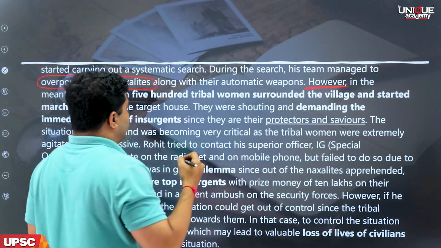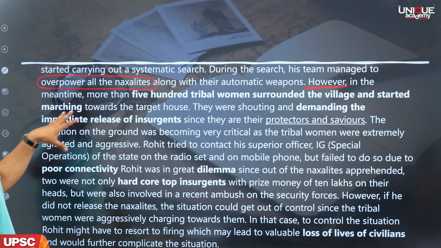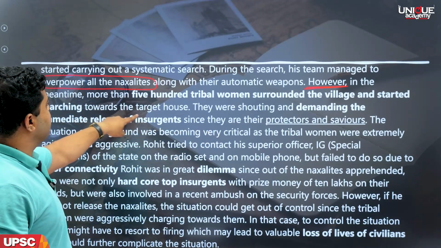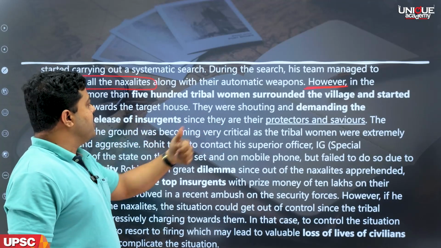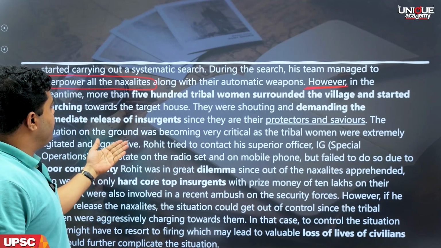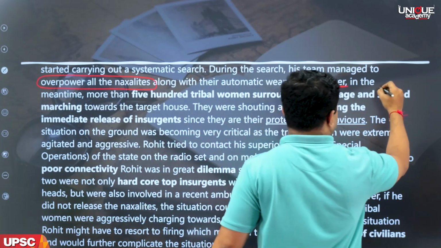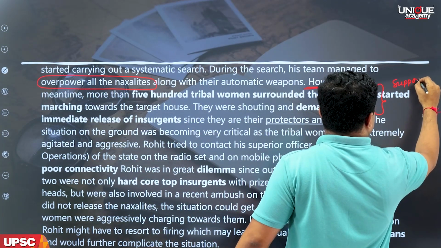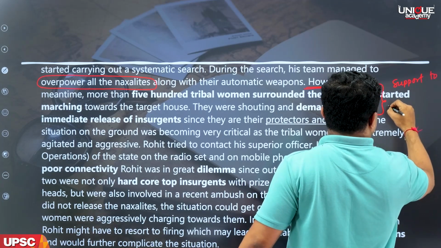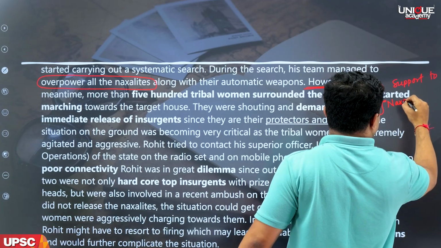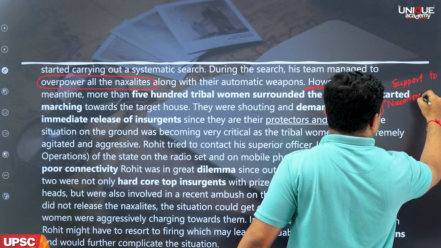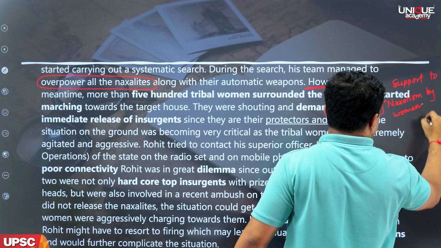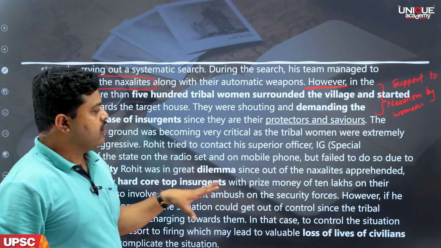What happened? In the meantime, more than 500 tribal women surrounded the village and started marching towards the target house. They were shouting and demanding immediate release of insurgents. So here what you notice is support to Naxalism by villagers, particularly women. Okay, so you have to also take this matter into account.